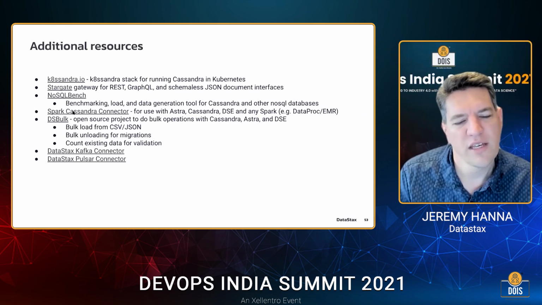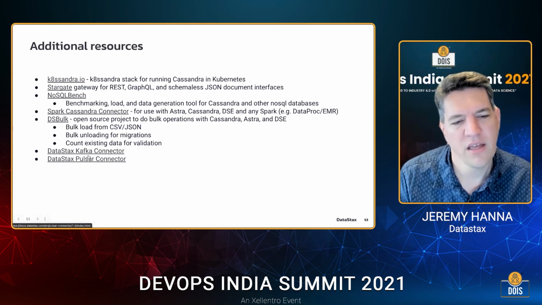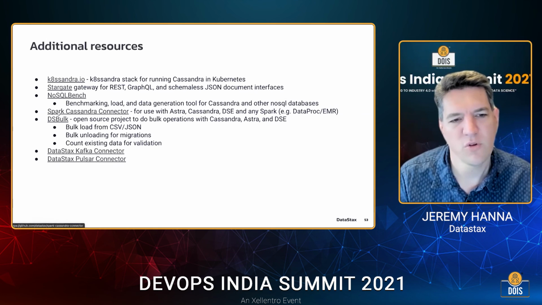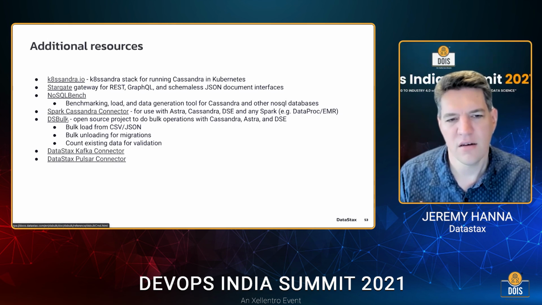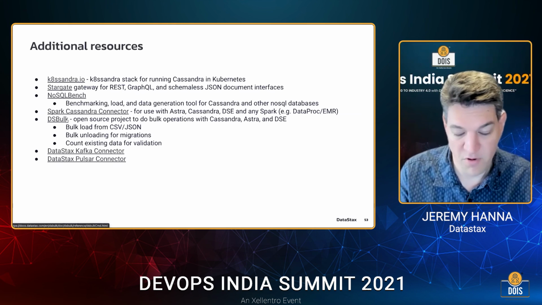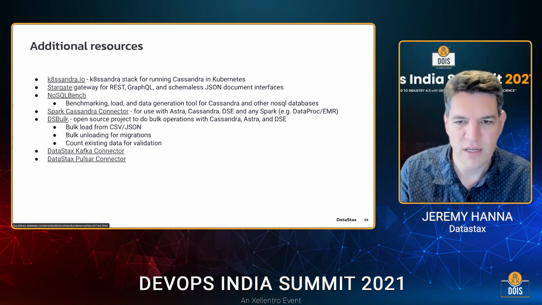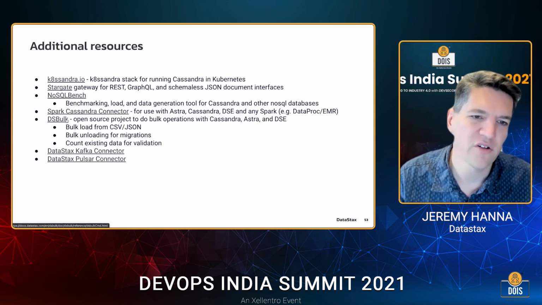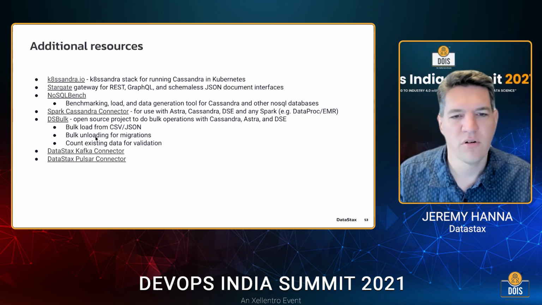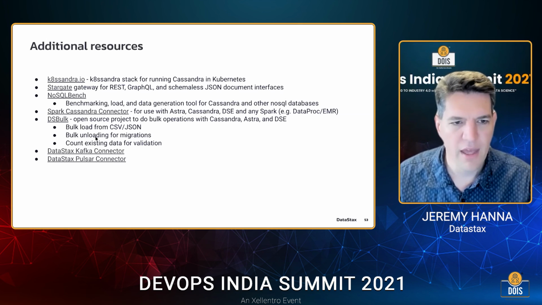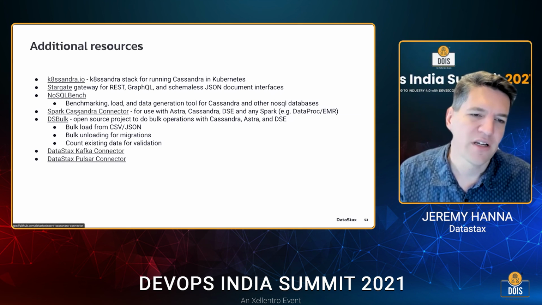If you're wanting to do things like Pulsar and Kafka integration, there's some tools out there for that. And then DSBulk is a way to unload from your existing database, from your existing Cassandra cluster, and then reinsert into a different cluster, or bulk unloading, bulk loading, and then counting for validation. And then, of course, there's a Spark Cassandra connector.